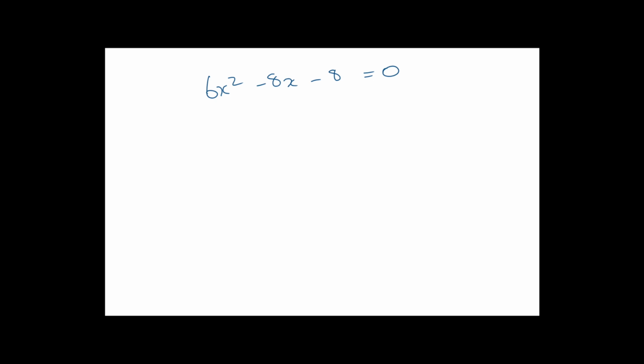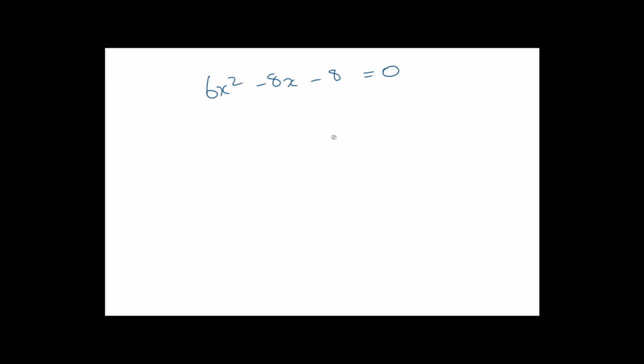In this video, we're going to solve one equation, one problem. We're going to do it 5 different ways. All right, our equation is this: 6x squared minus 8x minus 8 equals 0. Okay, what are the really lazy ways we've got of doing it?